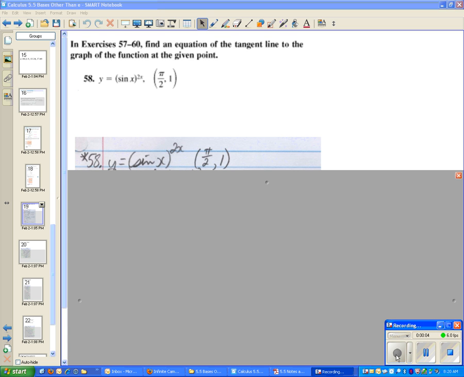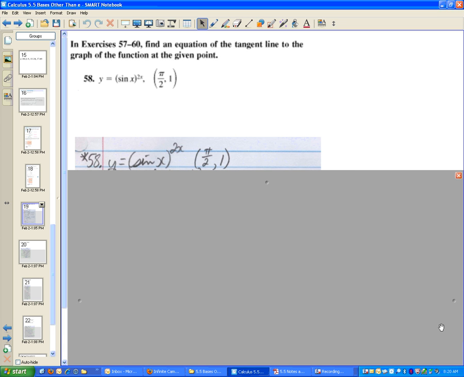All right, turn to page 366, and let's start off here with number 58. The directions tell us to find an equation of the tangent line to the graph of the function at the given point. So we've got y equals the sine of x to the 2x, and then they give us a point.